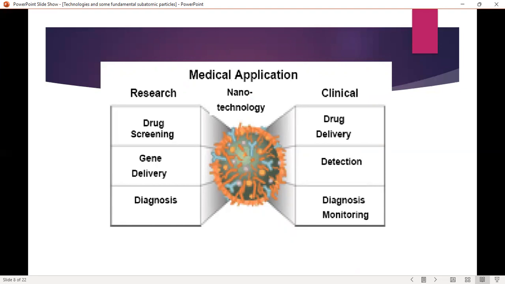Nanotechnology is used for the detection of any defective part, diagnosis, and drug screening. Gene delivery from one cell to another can also occur by nanotechnology. So you can say nanotechnology is used in every field.